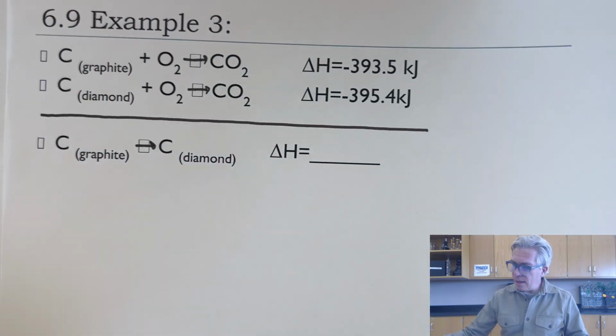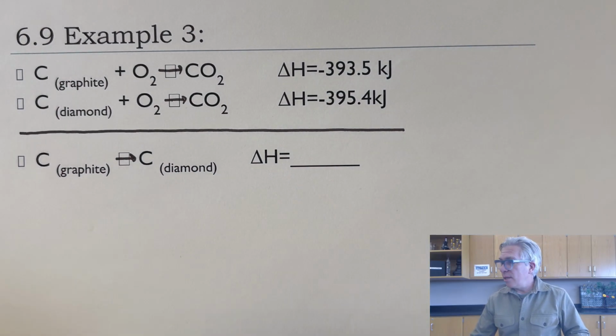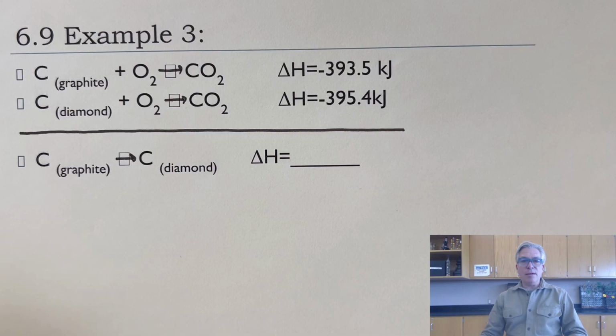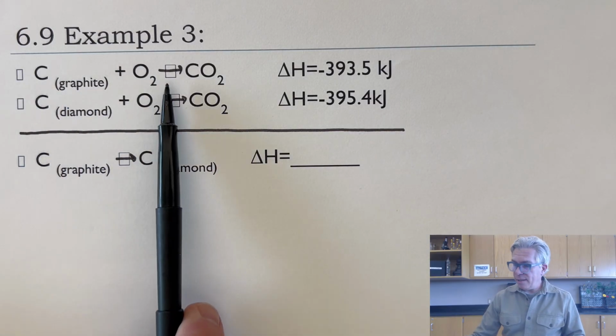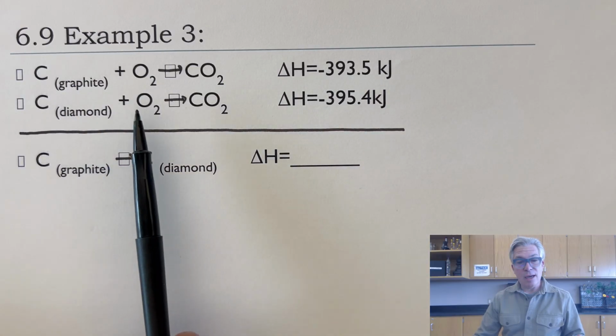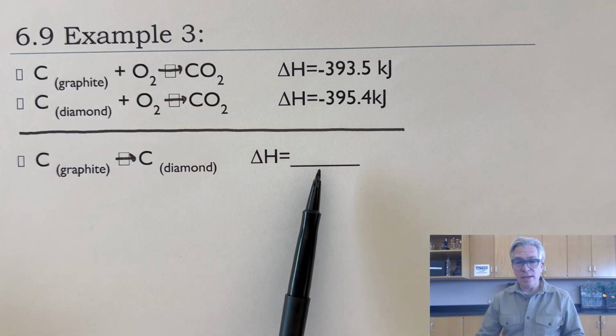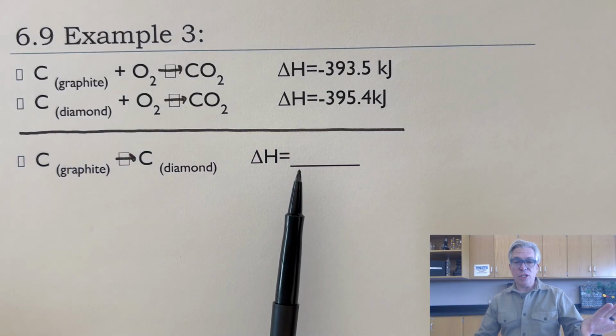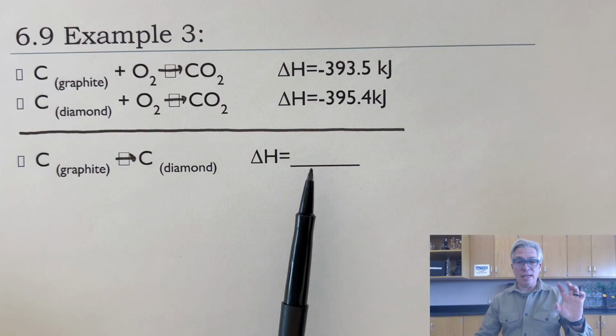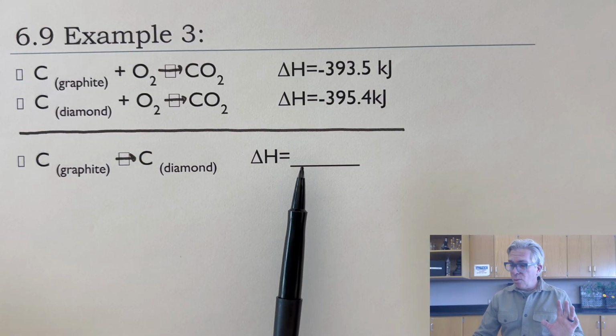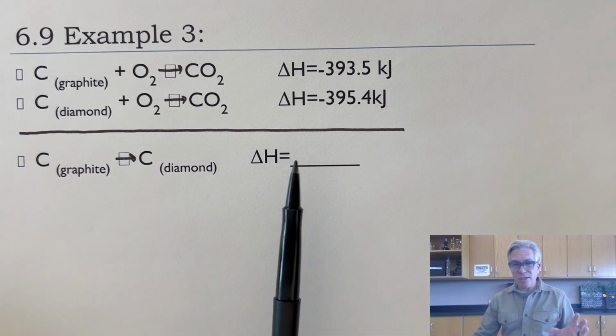What if I decide I want to make some money and I want to take some graphite and make it into diamonds? That'd be really cool if I could do that. And I know that burning graphite gives me 393, burning diamonds gives me 395. Can I use this to find delta H for the target equation? Should I be putting in energy? Should I be taking back energy out? Well, we can do this, but there's a catch.